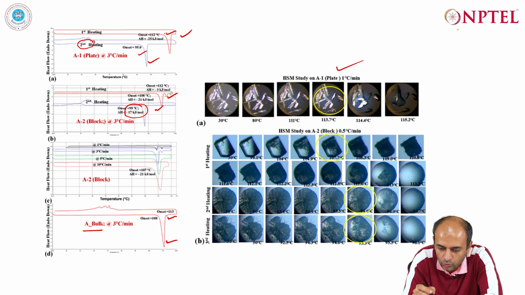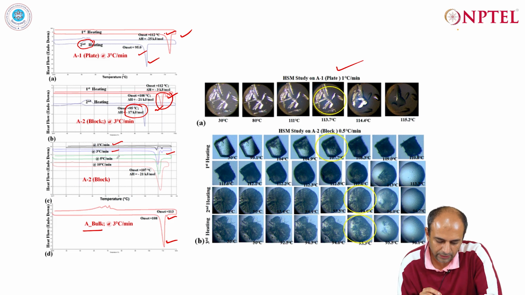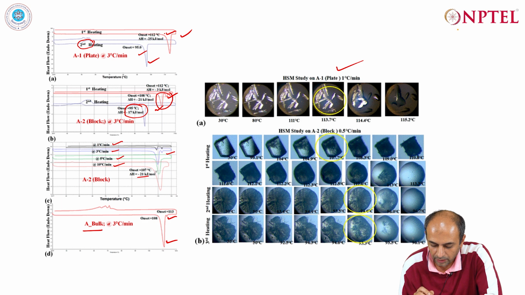Now, because there are two peaks here, we wanted to see the dependence of these peaks on the scan rate, because we see that there is a phase transition and then there is a melting of the new phase. So, we now did the experiment at different scan rates. We did it at 1 degree centigrade, 3 degrees centigrade, which is already represented, and then at 5 degrees centigrade and 10 degrees centigrade. And we clearly see that when you do it at a faster scan rate, then you only see the melting corresponding to 107 degrees centigrade. That means it is only the melting of the block form which takes place.